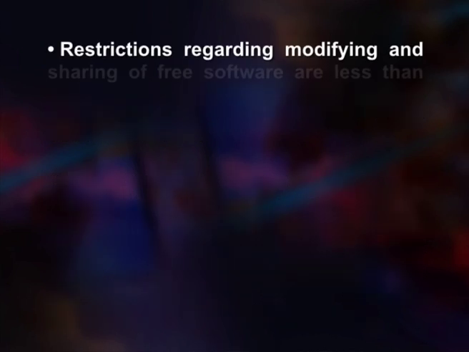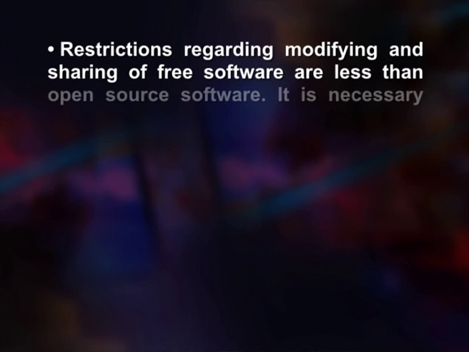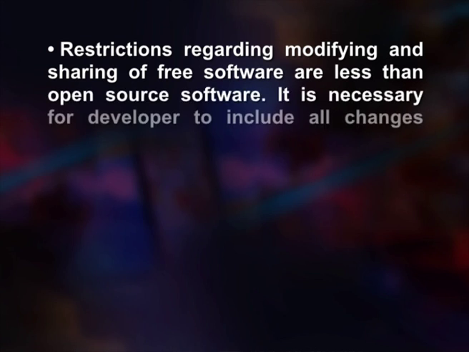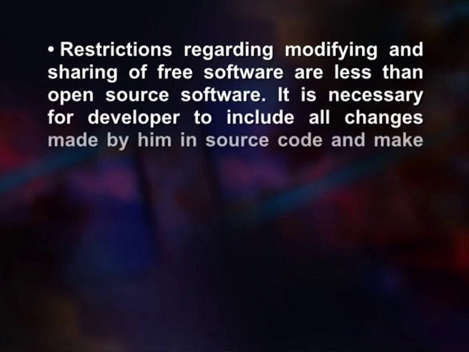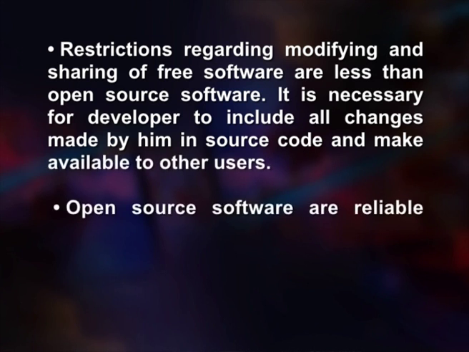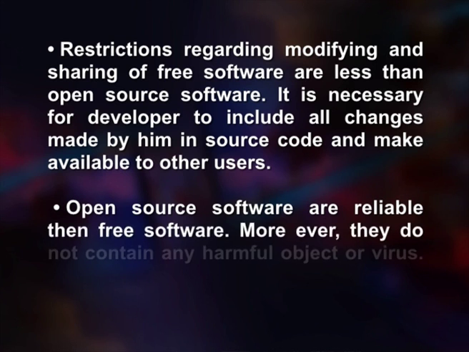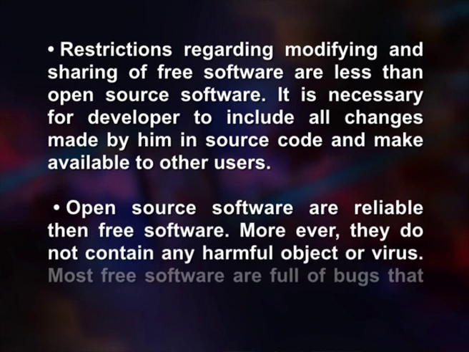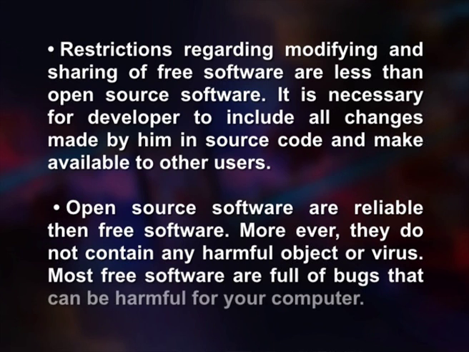Restrictions regarding modifying and sharing of free software are less than open source software. It is necessary for a developer to include all changes made by him in the source code and make them available to other users. Open source software is more reliable than free software. Moreover, it does not contain any harmful object or virus. Most free software is full of bugs that can be harmful for your computer.